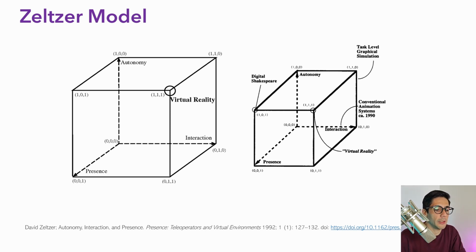And in this publication there are more details related to what he called the digital Shakespeare, task level or conventional animation systems, for example, that require interaction or have a high level of interaction, etc. So I invite you to look at this article and its details if you are interested. But one of the first models, I would say, in terms of user experience for virtual environments and virtual reality, is the Zeltzer model, which says we should look at the interaction, the autonomy of the user, and the levels of presence that the experience produces.